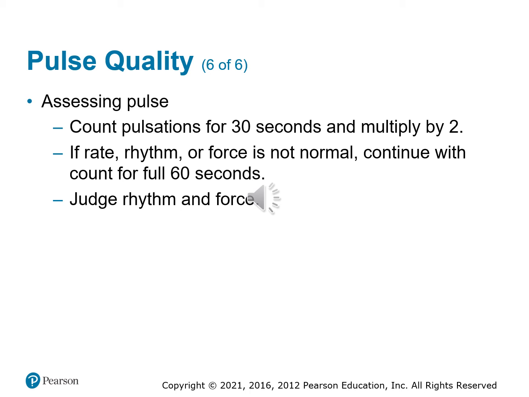And the last slide here on pulse quality is just reiterating a little bit. 30 seconds, multiply it by 2. When in doubt, you can always run it for 60 seconds, and then that gives you a true pulse rate per minute. If the rate, rhythm, and force is not normal, you're going to want to continue for that full 60 seconds.